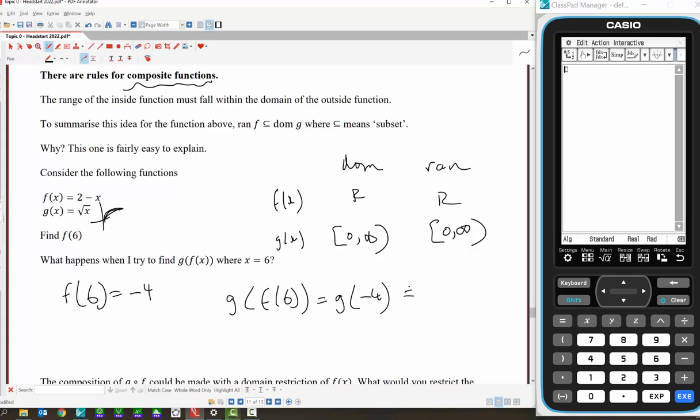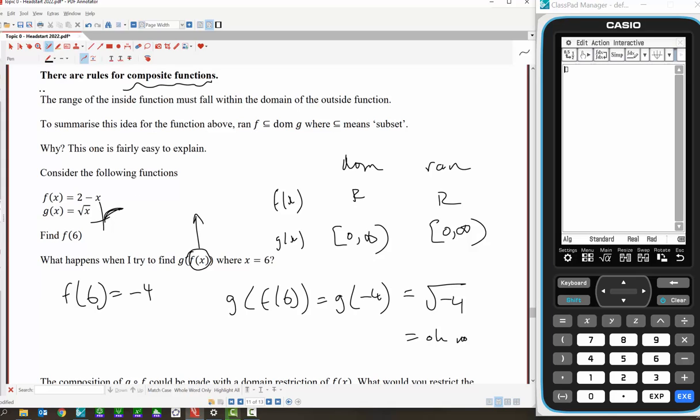So g of negative 4 will be the square root of negative 4 equals, oh no. In maths methods we can't find the square root of a negative number. It's not real, so we don't proceed with it. So that means that this composition doesn't work because what f of x can do is send out values that g of x won't accept, i.e. f of x's range does not fall within the domain of g of x, and that's a problem.